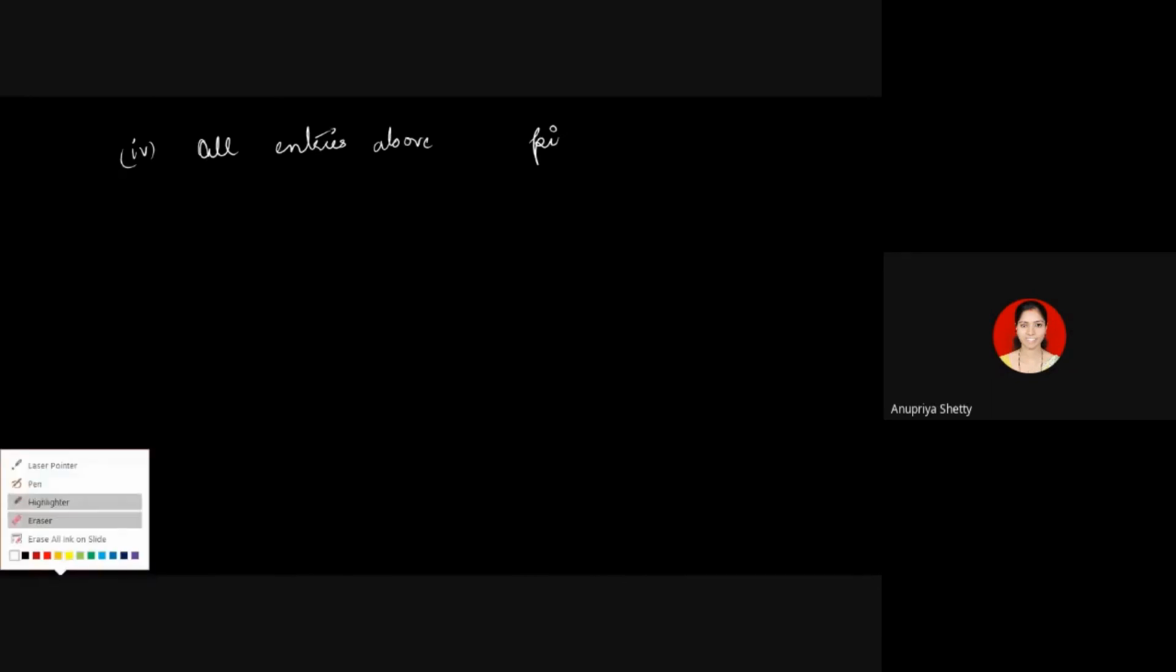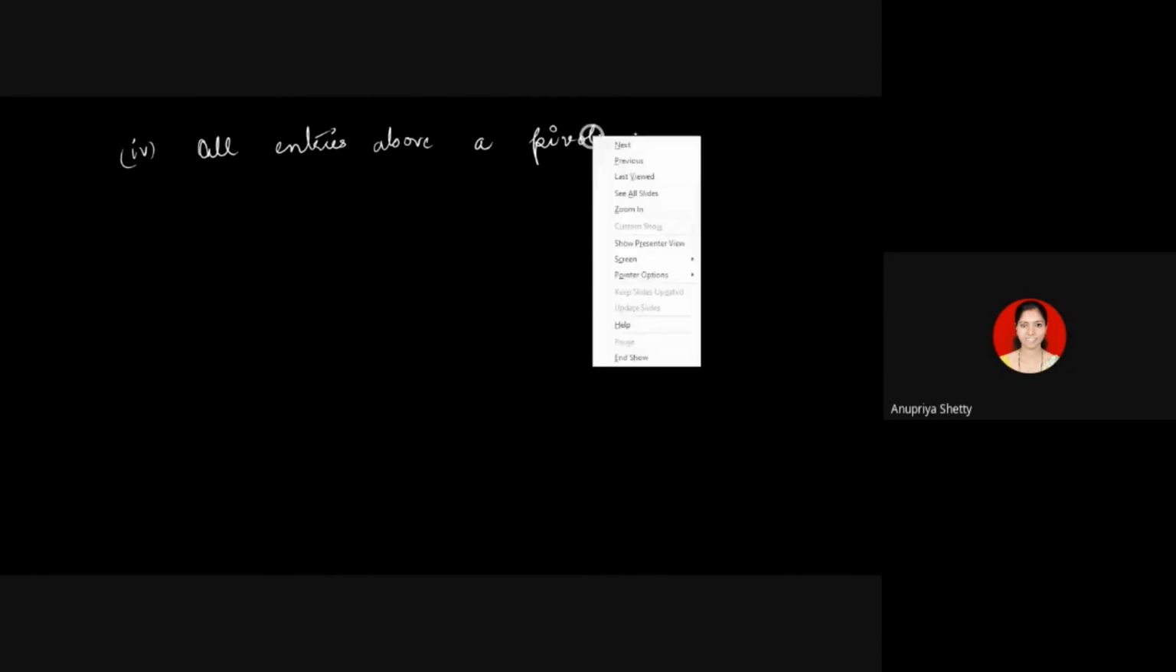And the fourth condition is, all entries above the pivot. I will write above a pivot, because one matrix will have many pivots. Each row may have a pivot. So I'll write all entries above a pivot must be zeros in that particular column. Okay, in that particular column.